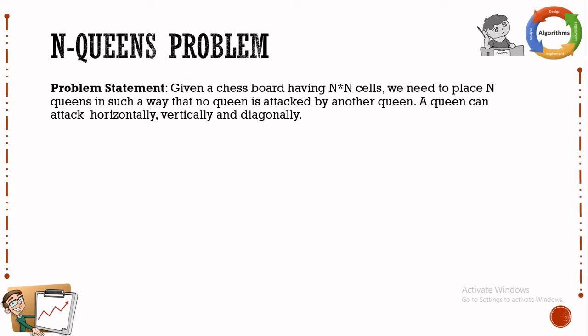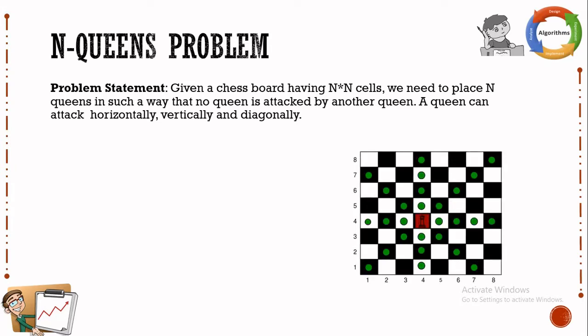I hope that every one of you has played the game of chess in your childhood, and maybe you are playing it now also. On that chessboard, normally the chessboard size is 8 by 8. So you have to place the 8 queens on a chessboard in such a way that they won't attack each other. That is just a simple problem statement.